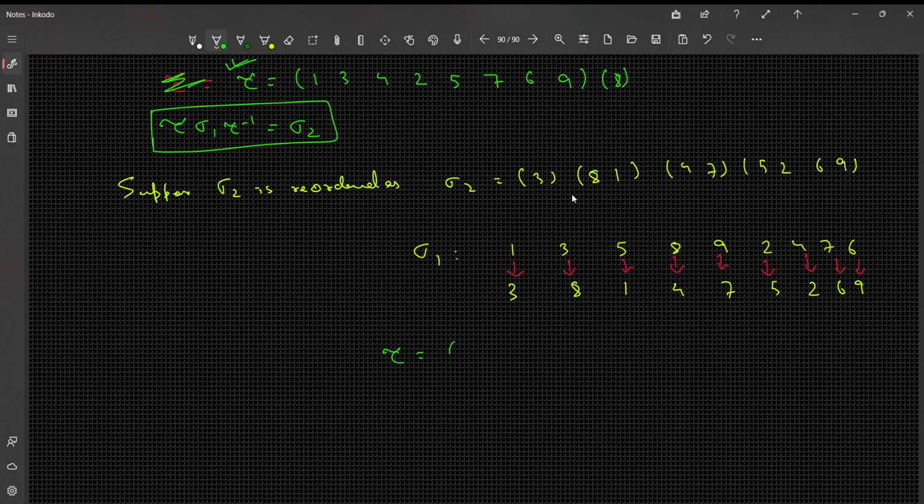So what does tau come out to be? 1 goes to 3, 3 goes to 8, 8 goes to 4, 4 goes to 2, 2 goes to 5, 5 comes back to 1. What are the elements left? 6 goes to 9, 9 goes to 7, 7 comes back to 6. So this is tau. And obviously we are obeying the same procedure, so tau sigma 1 tau inverse is again sigma 2.